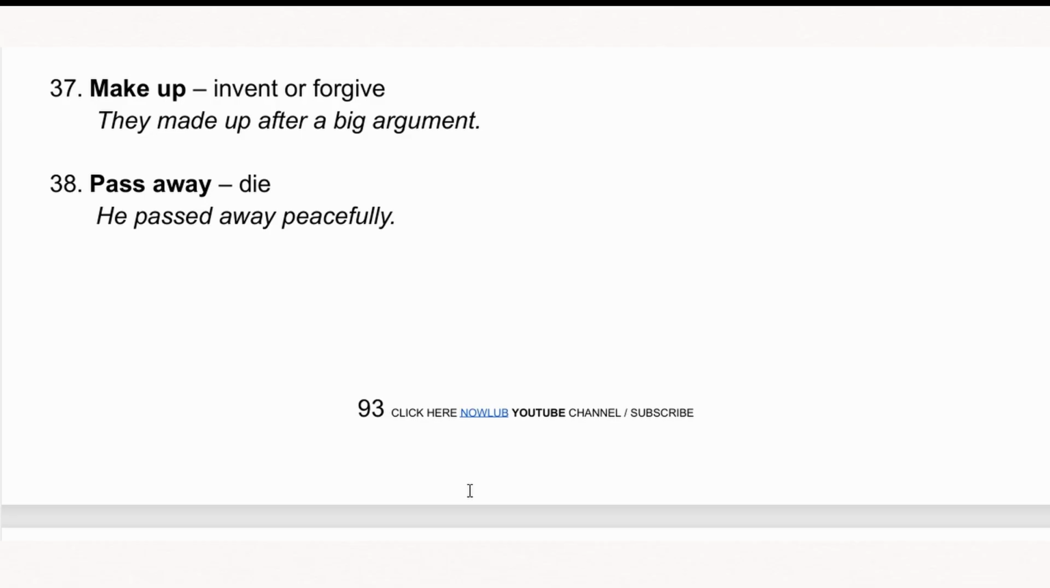We also have 37, make up. To make up means to invent or forgive sometimes. For example, they made up after a big argument. In this way, it means they forgave each other after the argument.